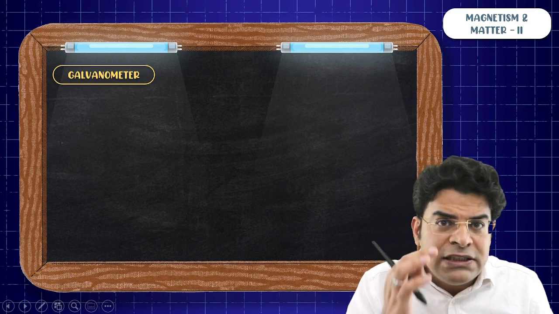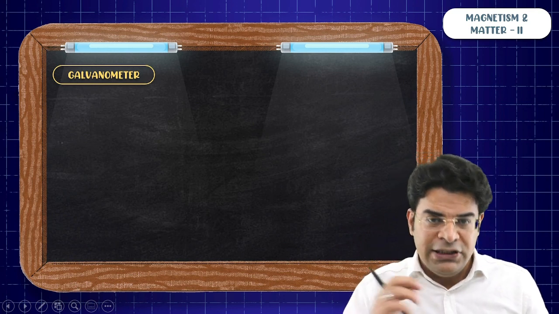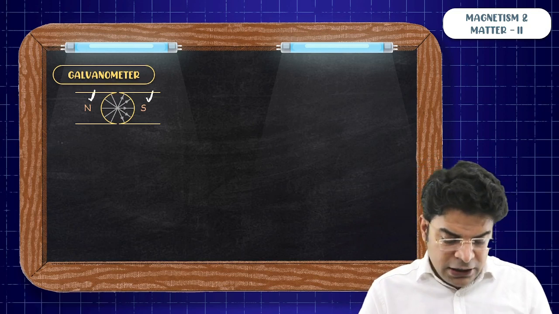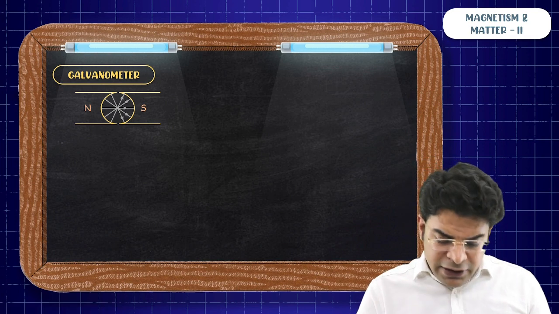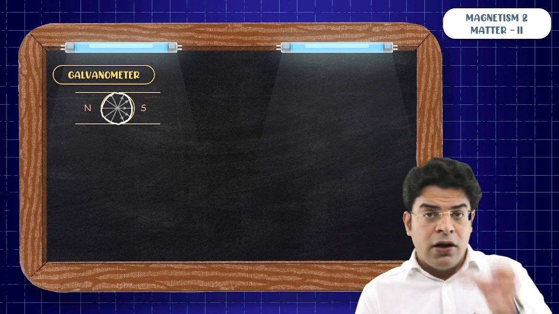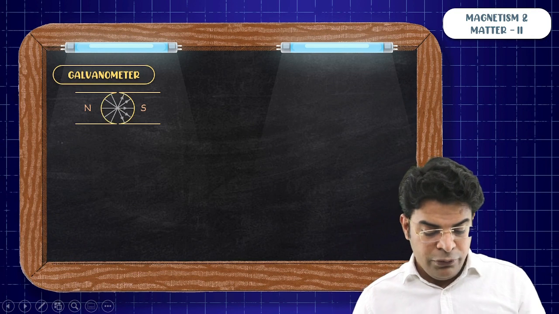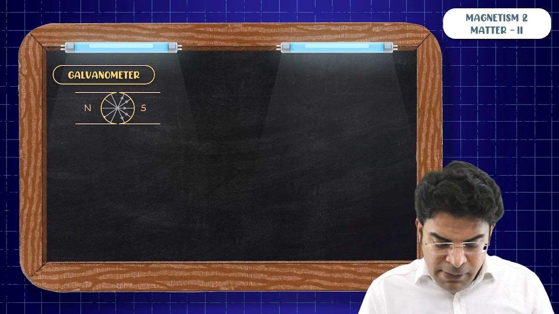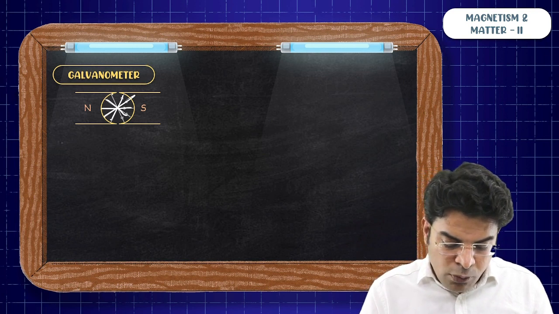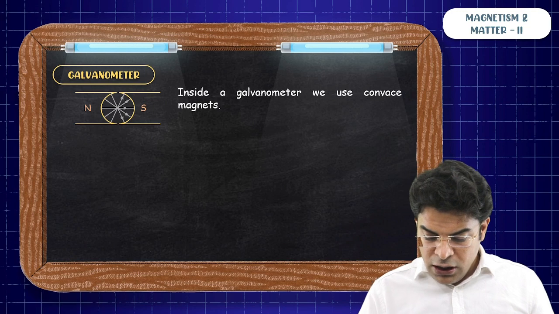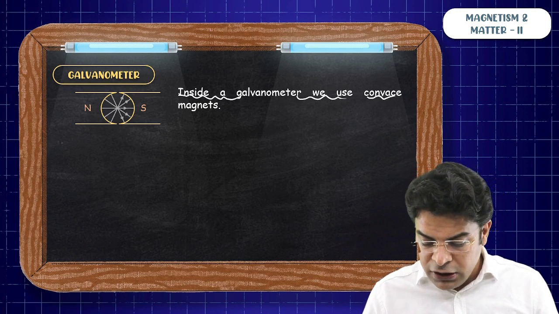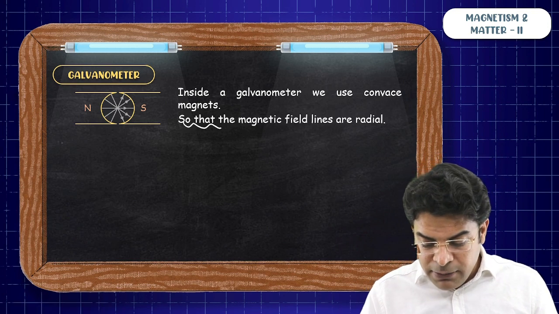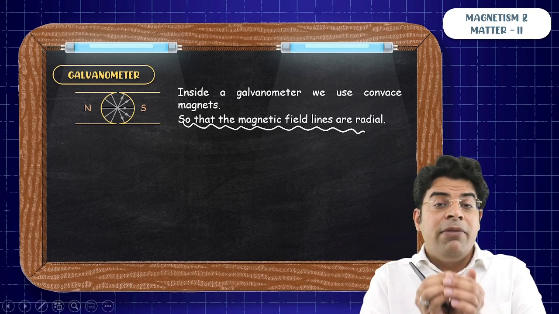Why do we use these types of magnets? It's important. Here we have a permanent north and a permanent south, and in the region between them there is a cylindrical void where we are going to place the coil. We use these types of concave magnets so that we can get a radial magnetic field in the region between the two poles. Inside a galvanometer we use concave magnets, right? Why do we use concave permanent magnets? So that the magnetic field in the region between them is radial in nature.